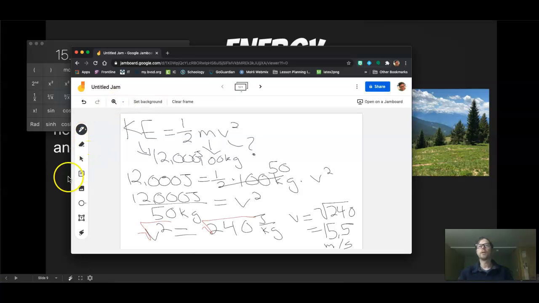All right? So hope that was helpful. Those are some calculations, how to do calculations using the potential energy and the kinetic energy formulas.